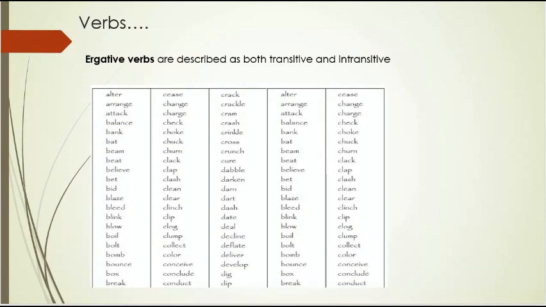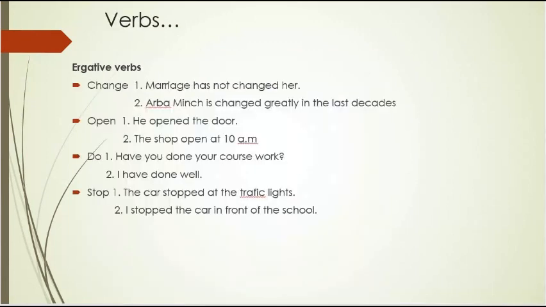Finally, we'll have ergative verbs, which means verbs that are both transitive and intransitive. Here is a very long list of ergative verbs. Some of them are transitive, some of them are intransitive. The same is true: one verb acts as both a transitive and an intransitive verb. You can read the list of these ergative verbs. Let's see examples here. I have four verbs here. All four of them act as transitive and intransitive.